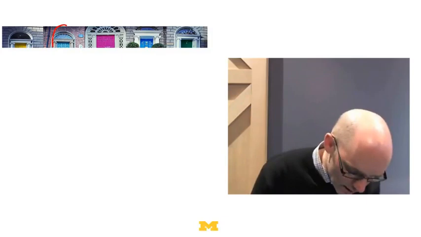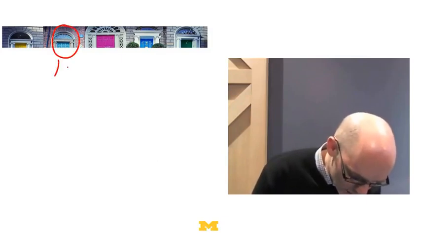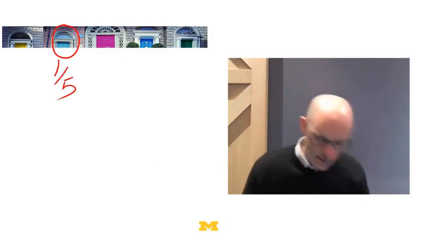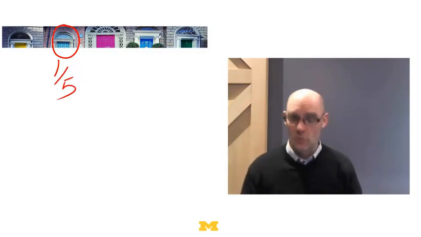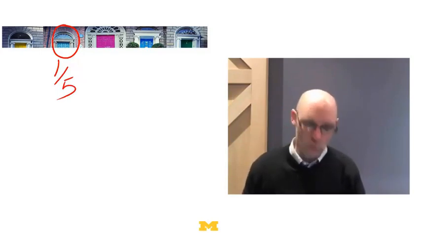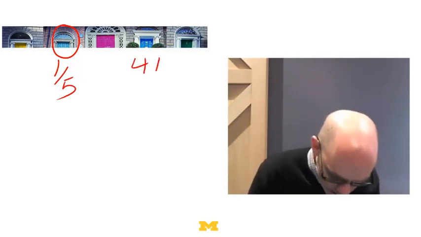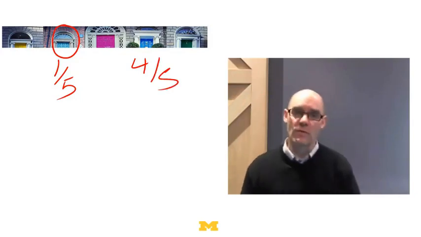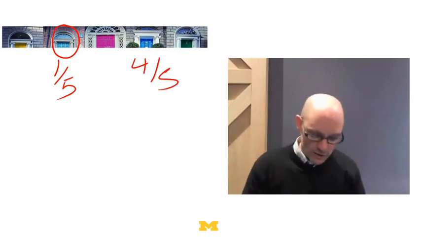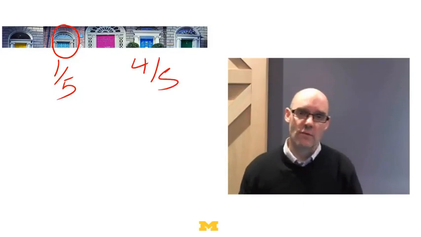Let's suppose you pick this light blue door. The probability you're correct is 1/5, right? One of the doors has a prize. The probability you're correct is 1/5, so the probability you're not correct is 4/5. So there's a 1/5 chance you're correct. There's a 4/5 chance you're not correct.